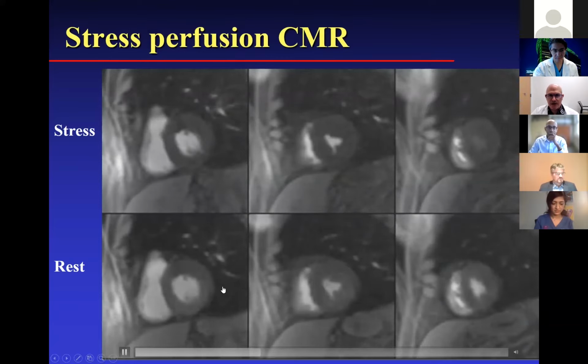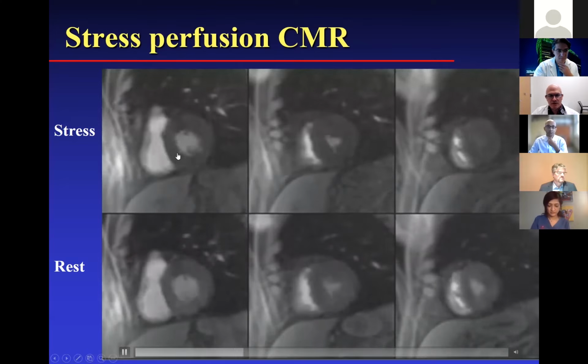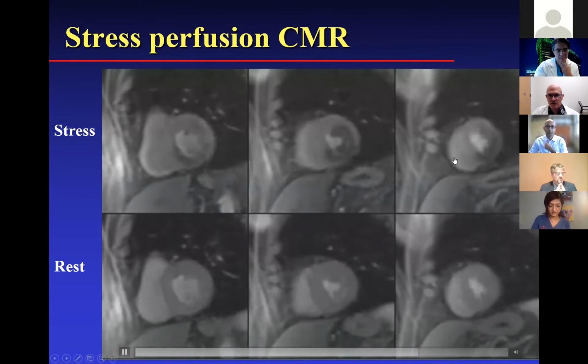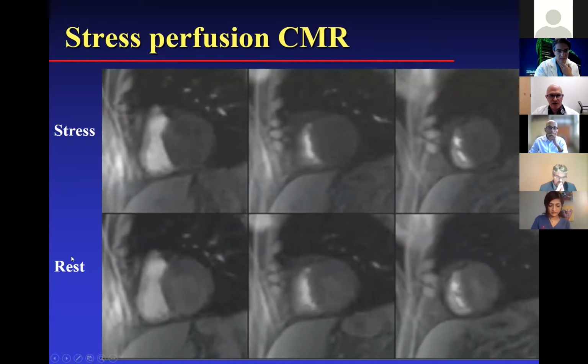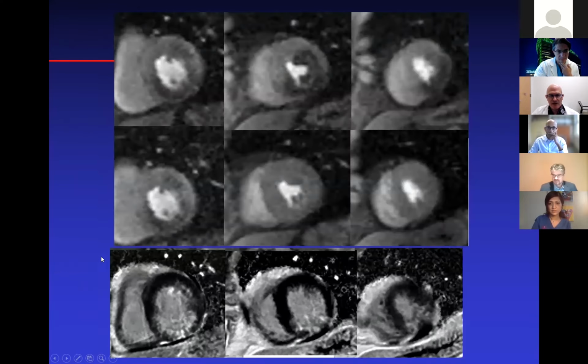So here's an example stress perfusion CMR. At the top are 3 short-axis images at stress, adenosine in this case, and then at the bottom are 3 short-axis images at rest. If I stop the movie, you would see the stress images at the top and the rest images at the bottom. I've also shared the 3 late gadolinium enhanced imaging slices from the same short axis slices. So this is a complicated case.